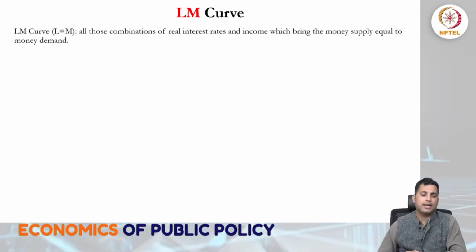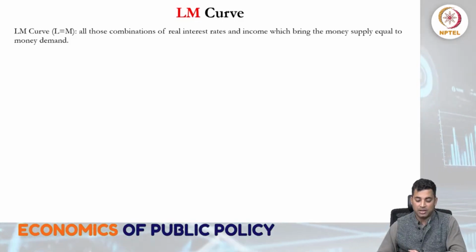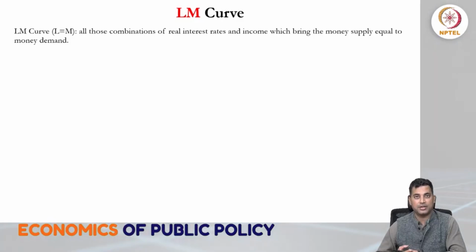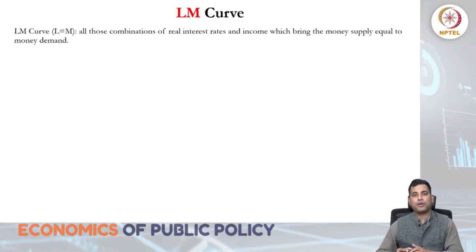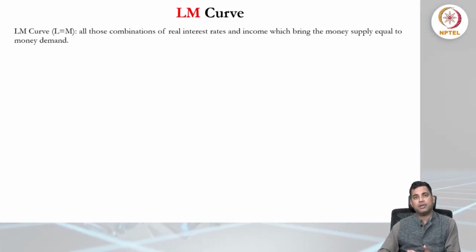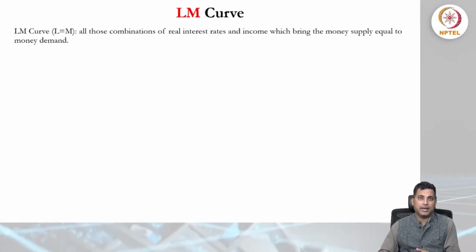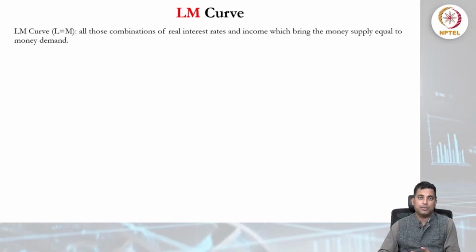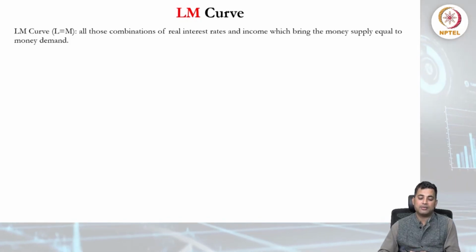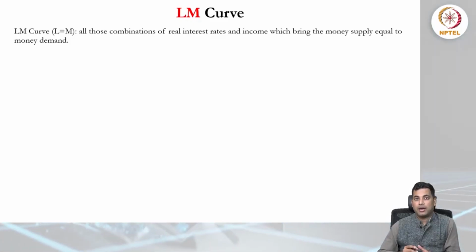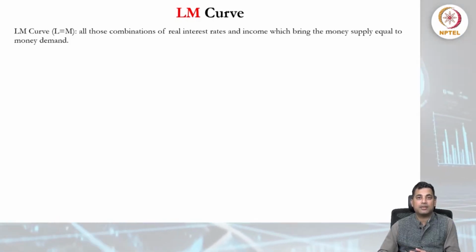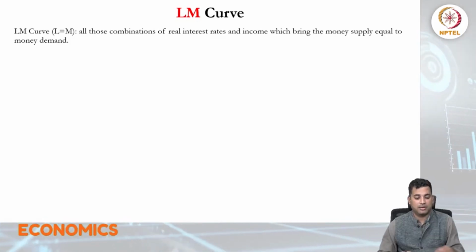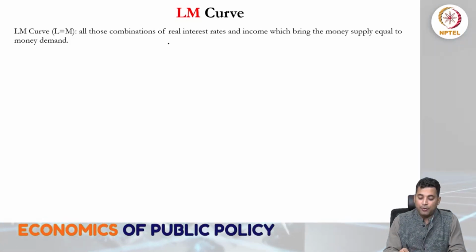By definition, the LM curve shows all the combinations of real rate of interest and real income which bring money supply equal to money demand. The aim here is not to show you all the details about the LM curve. The aim and intention is not to take you through all the technical details of the LM curve, but to show you where the policy level interventions and policy level discussion come in, and that's how we will show the LM curve.